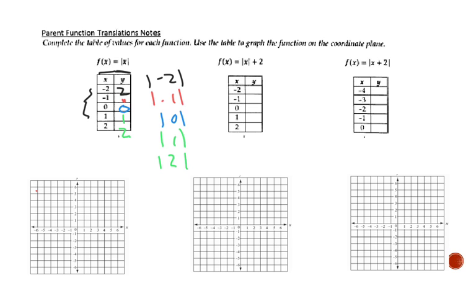Now we're going to go down to this graph and plot those points. So the first point's -2, 2, so left 2 and up 2. -1, 1, so left 1 and up 1. 0, 0 right in the center. 1, 1, so right 1 and up 1. And 2, 2, so right 2 and up 2. Then we're going to connect, and notice you get this V shape.